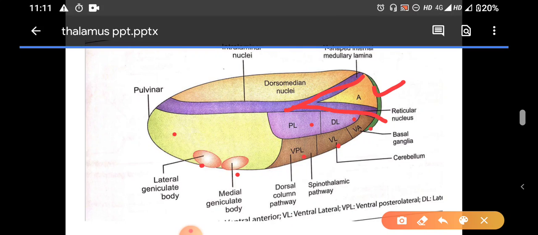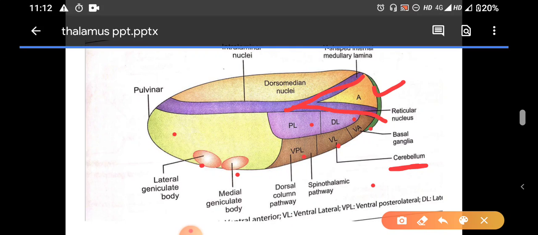So here you can see some connections also. From the basal ganglia, the afferents are going to the ventral anterior nucleus, and from ventral anterior nucleus the efferents will go to the premotor and the motor cortex. For the ventrolateral, the connections will come from the cerebellum to the ventrolateral nucleus.